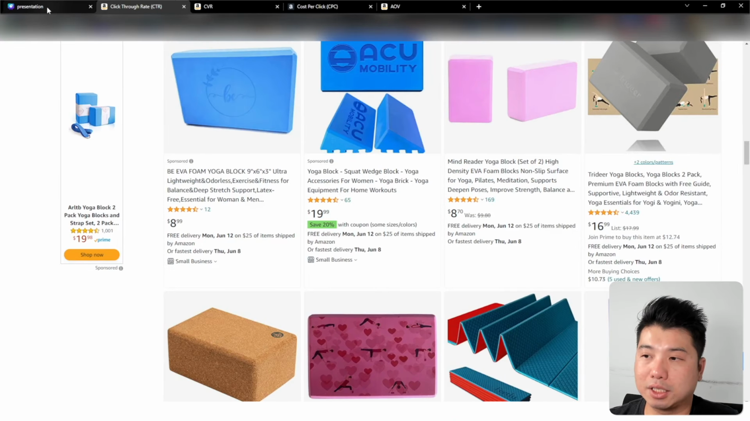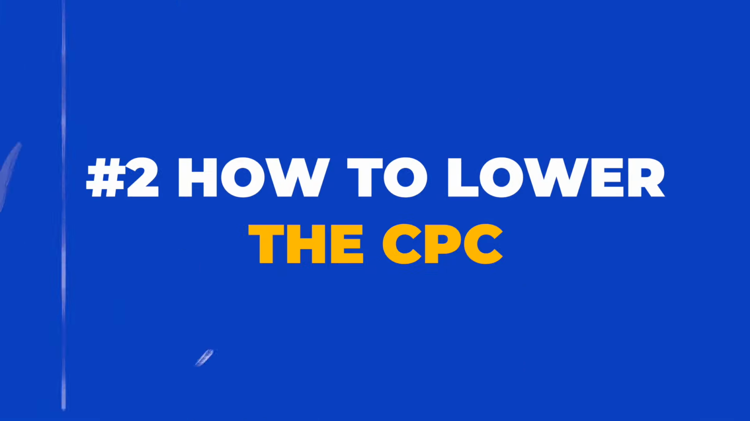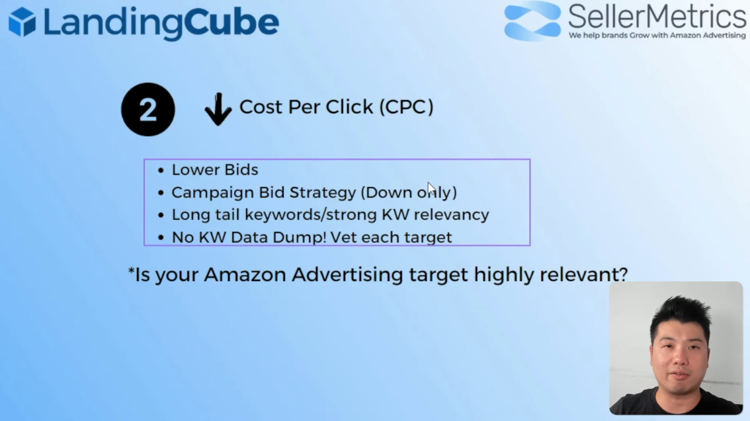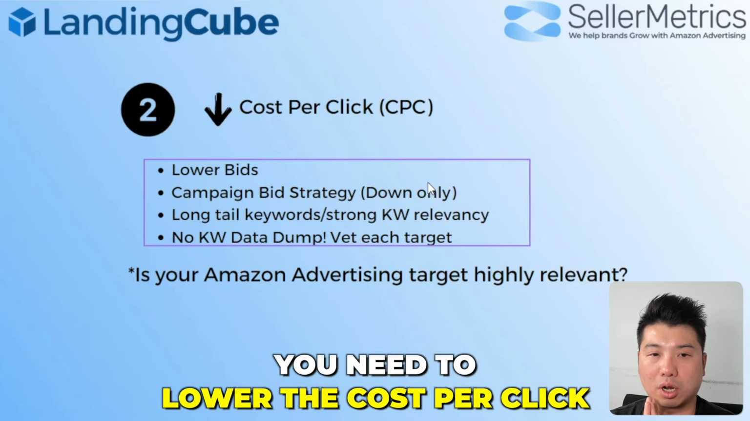Okay, so the next thing that you can do, so the first thing would be CTR. The next thing would be lower your cost per click. So this is really the only Amazon advertising side of the equation, right? So if you want to lower the TaCoS, you need to lower the cost per click.